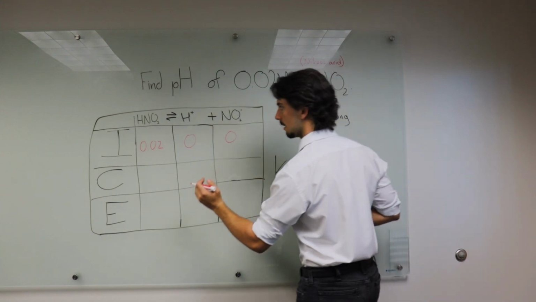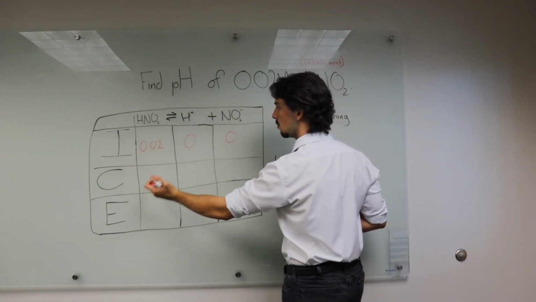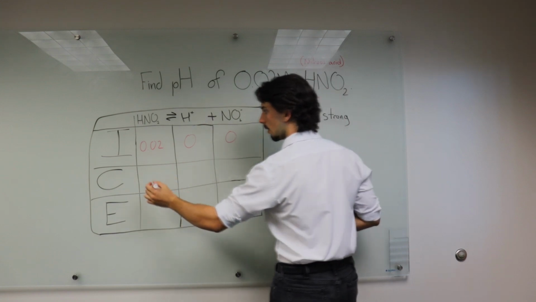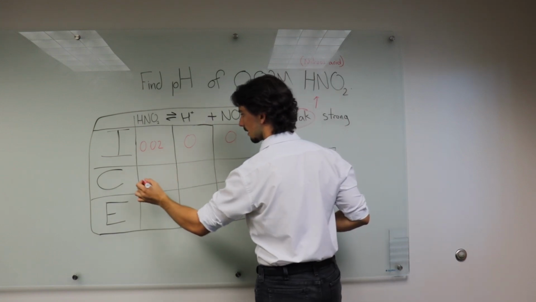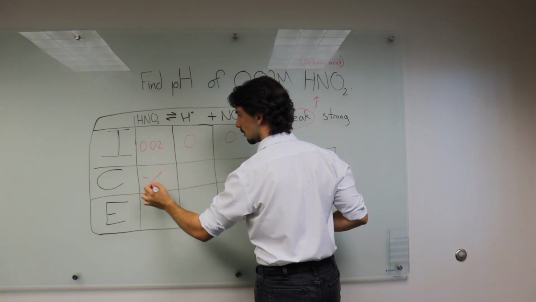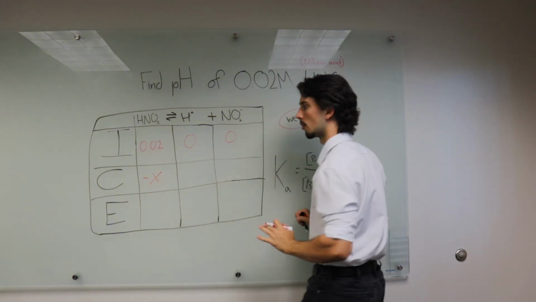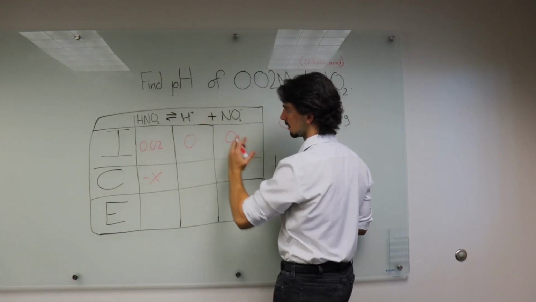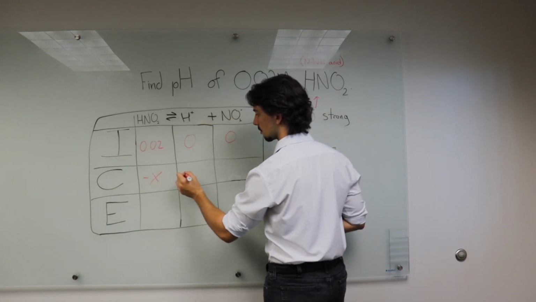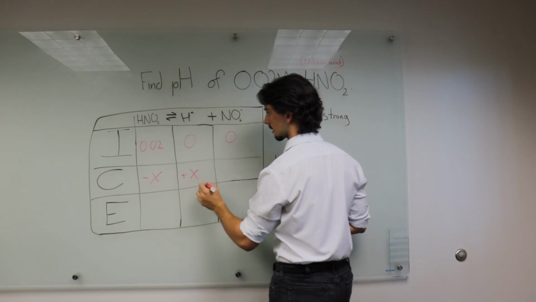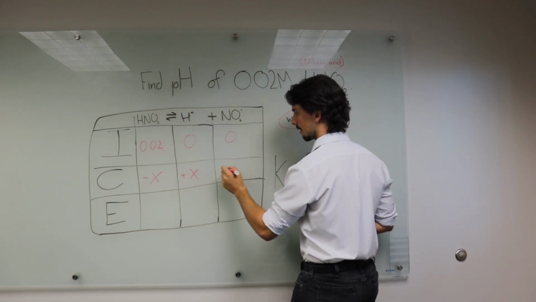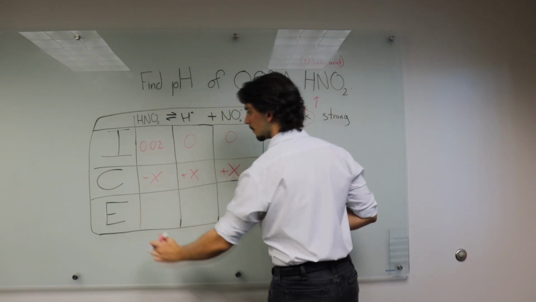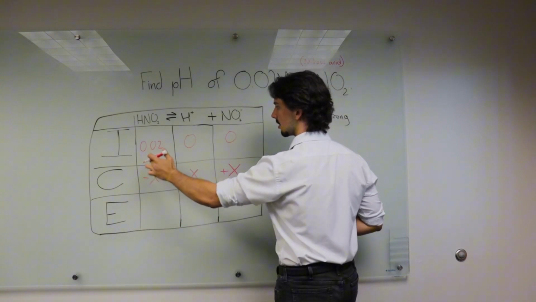Now, for change, as our reactants move over to the product side, we're going to see a shift to the right. So we're going to write minus, and we're just going to put X, so we don't know what it is yet. And as the left side decreases, everything's going to move over to the right side. So this will be plus X, as well as this, plus X. And our equilibrium will just be the combination of these two.